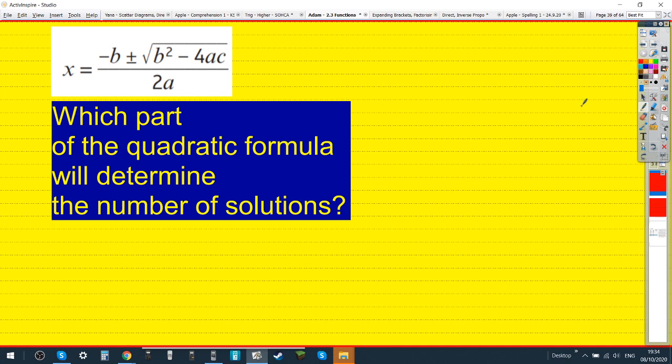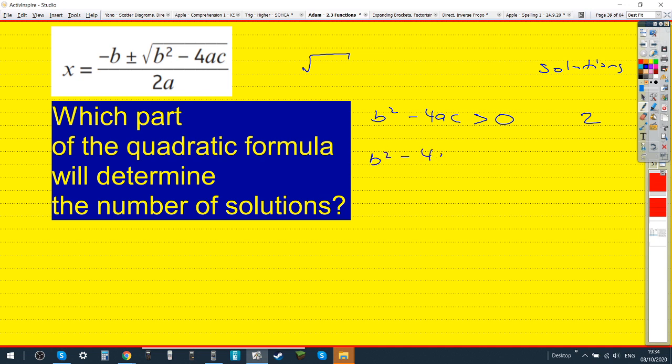Is it minus b plus or minus? Nope. It is the square root bit. Oh. It is the b squared minus 4ac. Basically, if b squared minus 4ac is greater than 0, you'll get the 2 solutions. Yep. Maybe I should say roots. But anyway, distinct real roots.